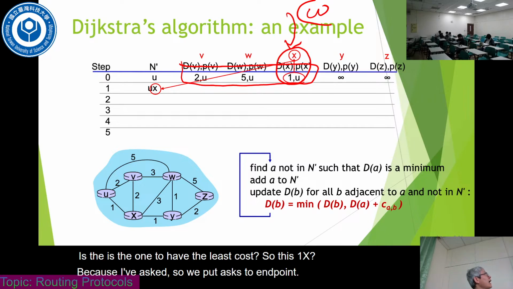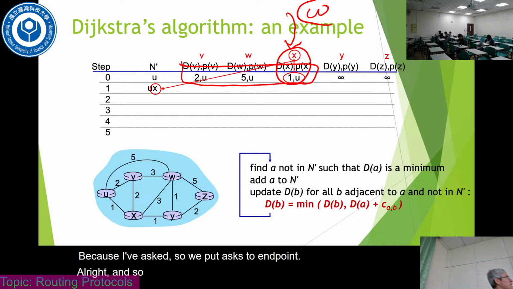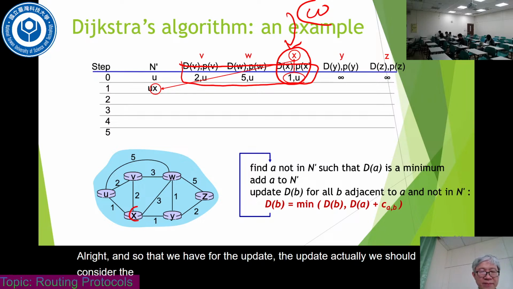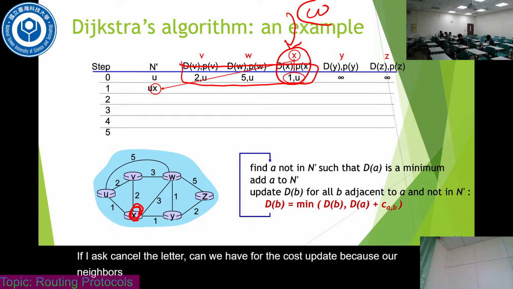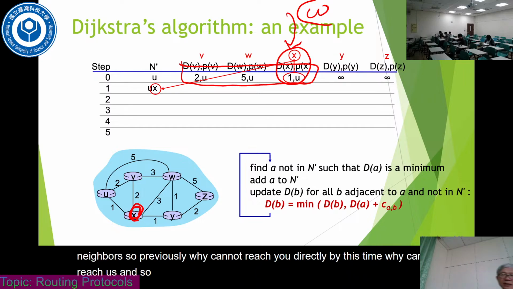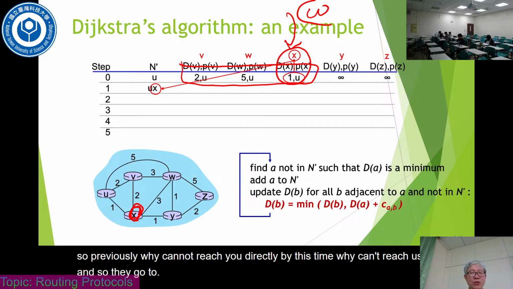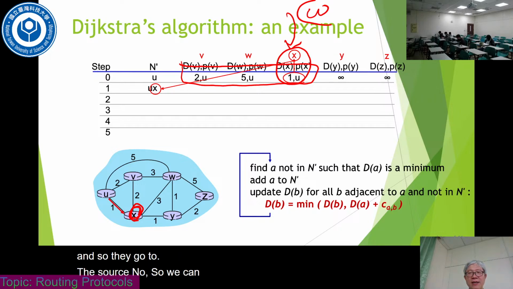All right, and so that we have the update. For the update, we should consider the neighbors. Oh, neighbor, if X can serve the neighbor, can we have the cost update? Previously, Y cannot reach u directly, but this time Y can reach X, and so that go to the source node. So we can have 2 for Y.